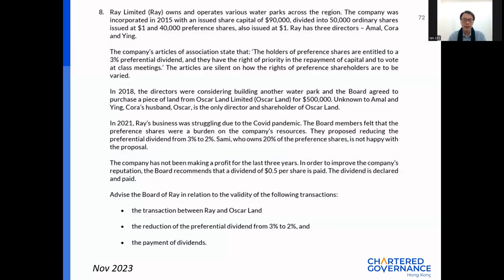Now, the company has not been making a profit for the last 3 years. So in order to improve the company's reputation, the board recommends a dividend of 50 cents per share is paid. Dividend is declared and paid. So this is talk about payment of dividend. So advise the board in relation to validity of following transactions. So we have the one where they bought the land. The second issue is reducing preferred dividend. And the third one is on the payment of dividend.